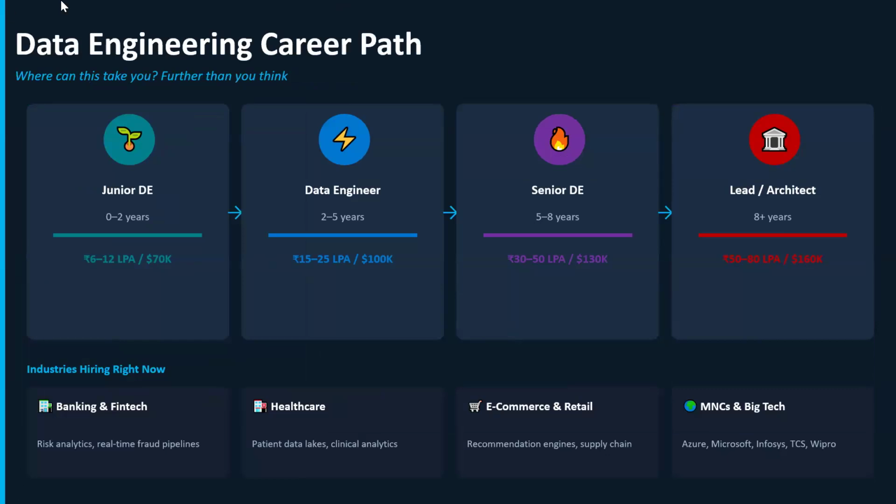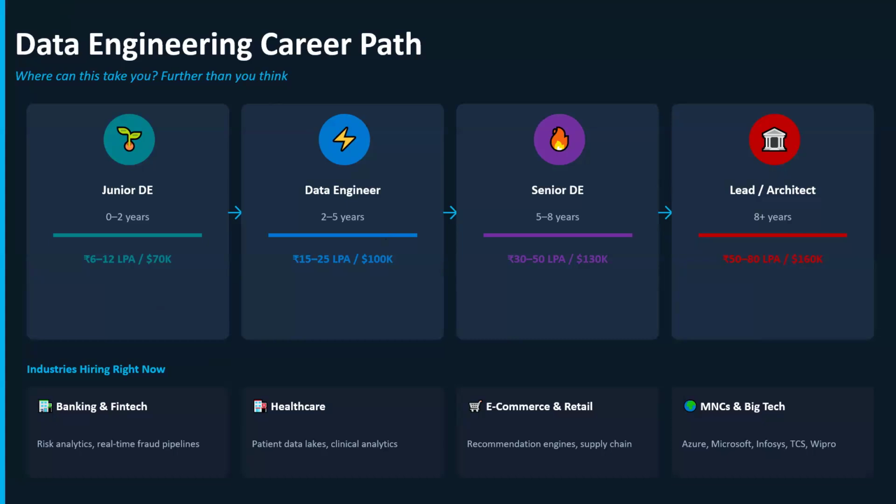And coming to the data engineering career path: from zero to junior data engineers, data engineers, senior data engineers, and if you have 8 to 10 years of experience, you can even get into lead architect roles, and people are easily getting 50 to 80 lakhs in real time, honestly.